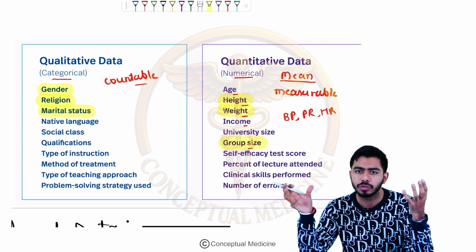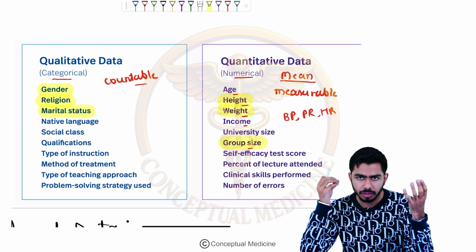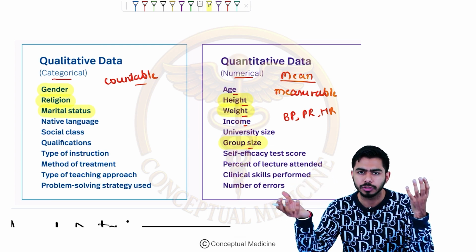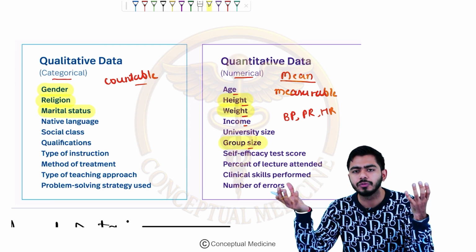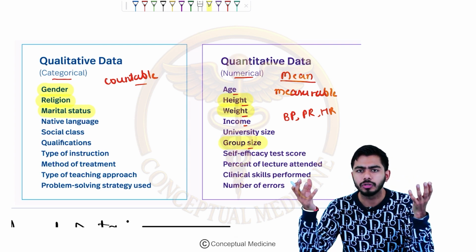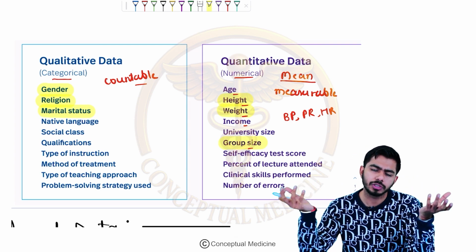Qualitative, we shall count the number of people sitting in a room, the number of students studying in a medical college, right? Or in any kind of university, or in the college or institution, right? So these are all your examples of religion, gender. These are all your examples of qualitative data.